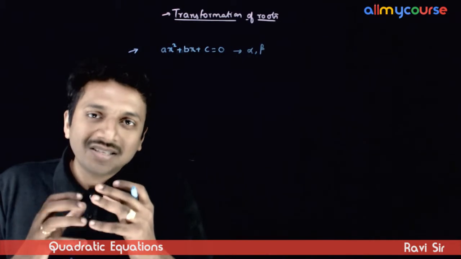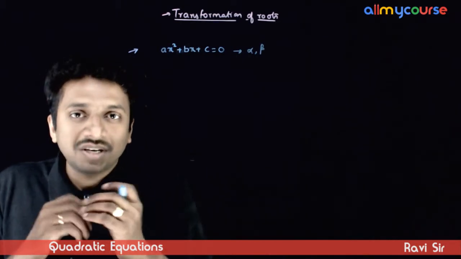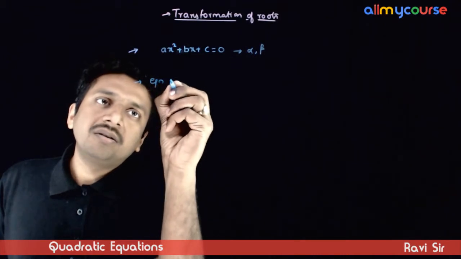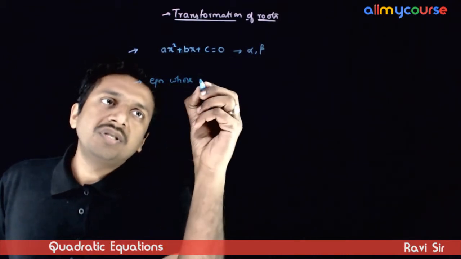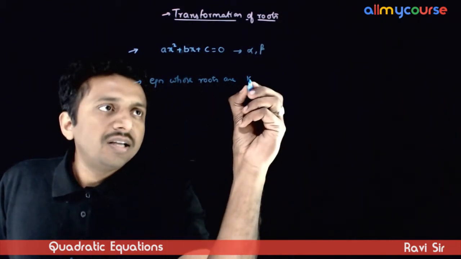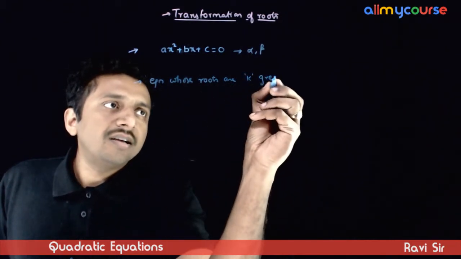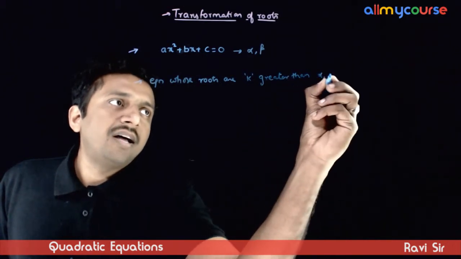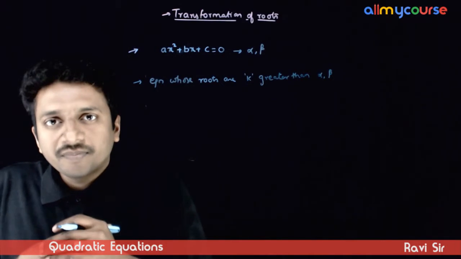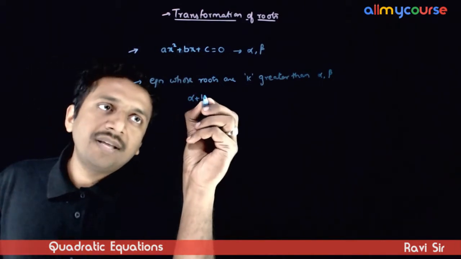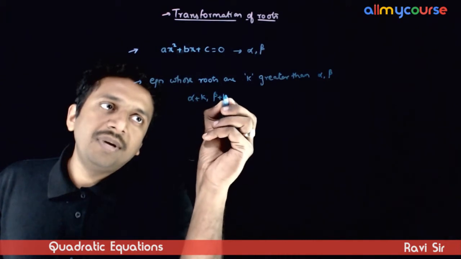So you have certain types of questions where you're asked a question like this. If you're asked to find the equation whose roots are k greater than alpha and beta, that is, you want an equation whose roots are alpha plus k and beta plus k.